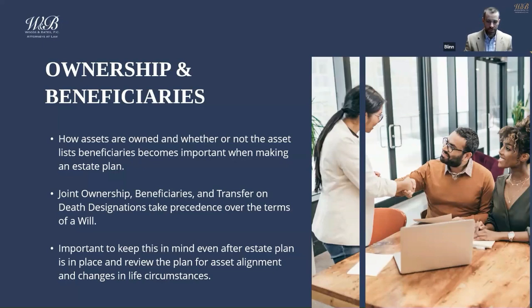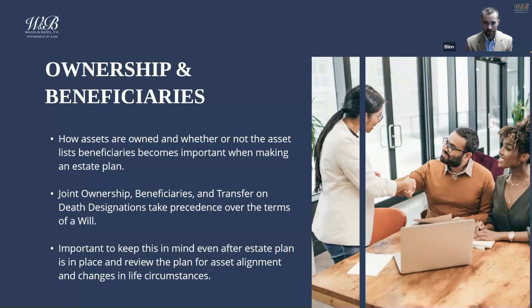If you own something jointly with someone else and you have rights of survivorship on that ownership, when one or the other of the joint owners passes away, the surviving owner is automatically going to own that asset outright by operation of law. It doesn't matter what your will says. It doesn't matter what your trust says. It doesn't matter what any of those things say. If you own something jointly with someone else, that's what's going to control. Same thing with beneficiary designations, transfer on death, payable on death. Any of those designations are going to control what happens to those accounts.